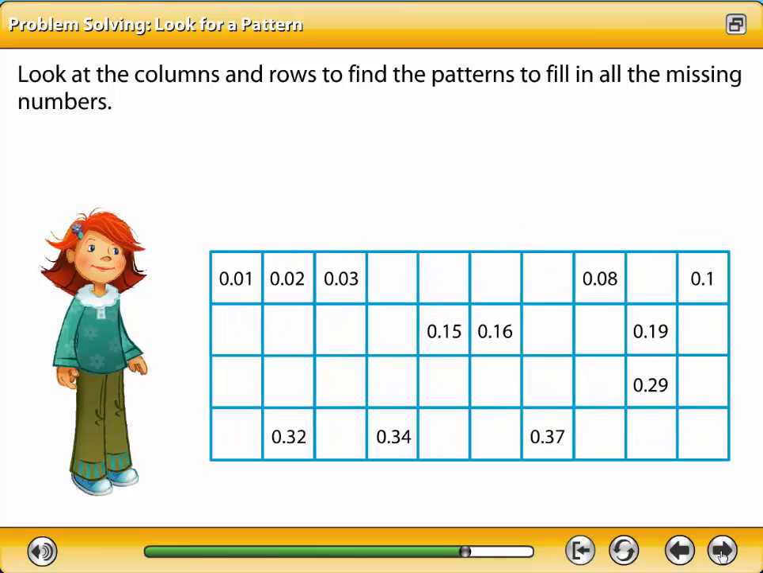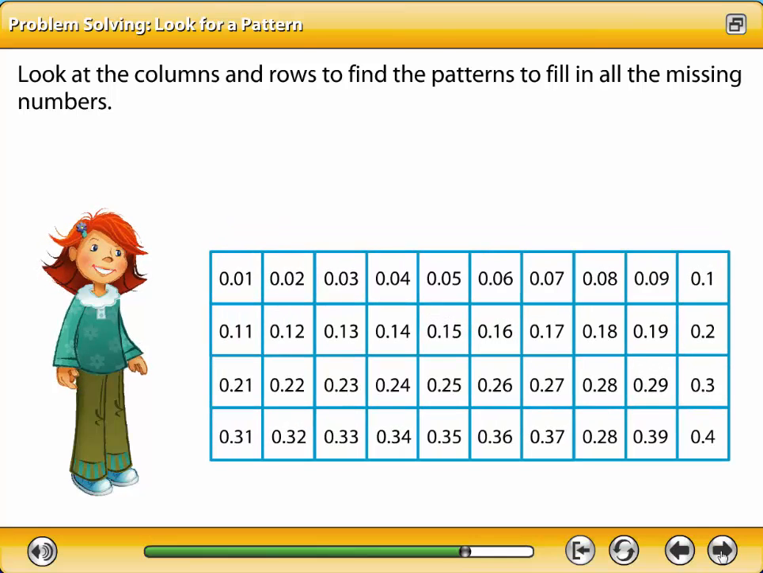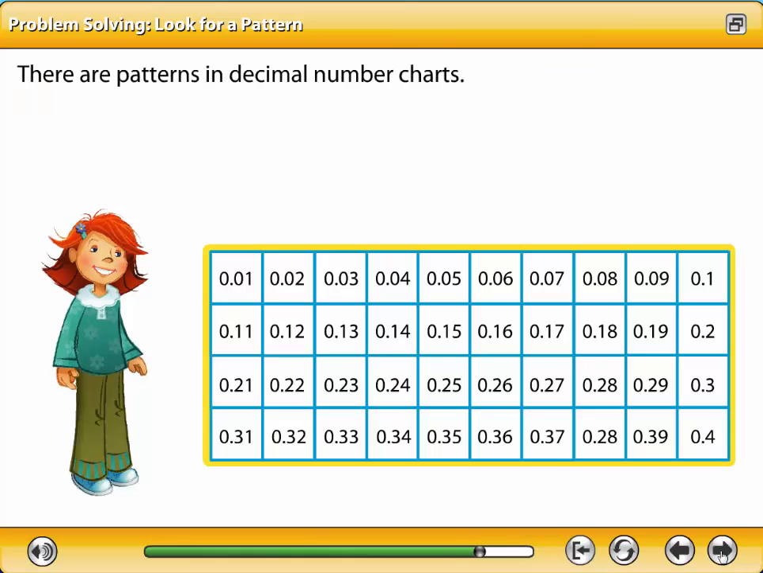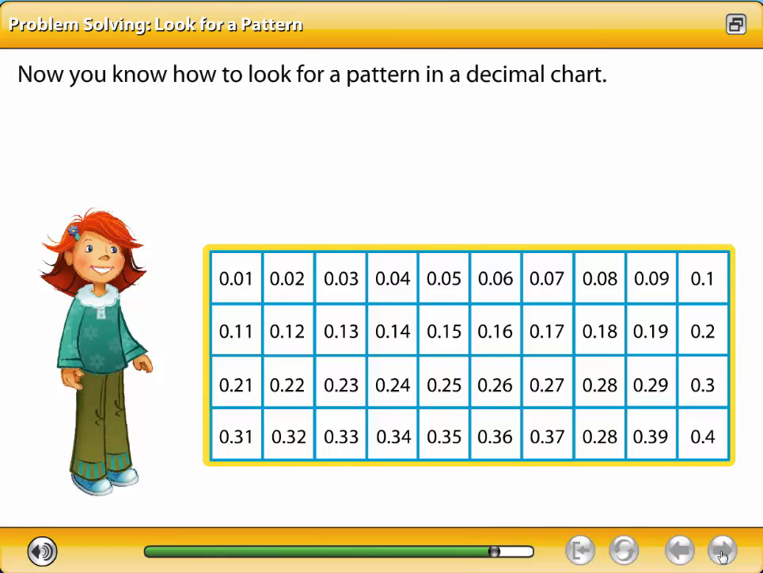Look at the columns and rows to find the patterns to fill in all the missing numbers. There are patterns in decimal number charts. Now you know how to look for a pattern in a decimal chart.